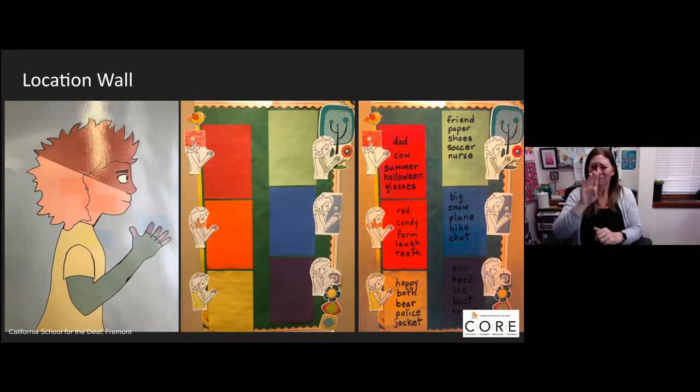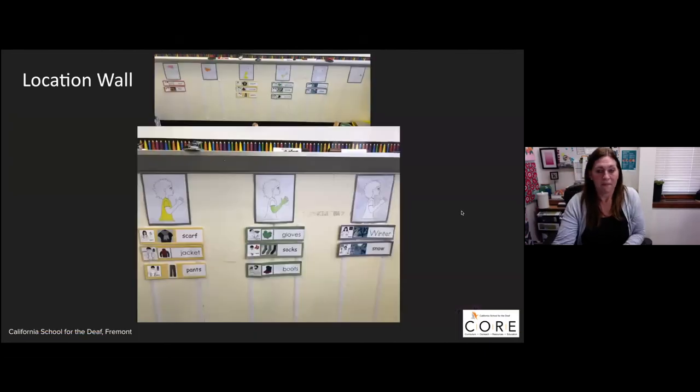Those are nice. But sometimes, like with ABCs, if you have dad, you would put that in D. If you have summer, that goes way over there in S. So that's a little bit confusing because those are different letters. And sometimes the kids get confused as to where that sign is in relation to their body. When you say dad or summer, you don't have anything to remember that by. But if you do it by location, it's easier for them to remember.